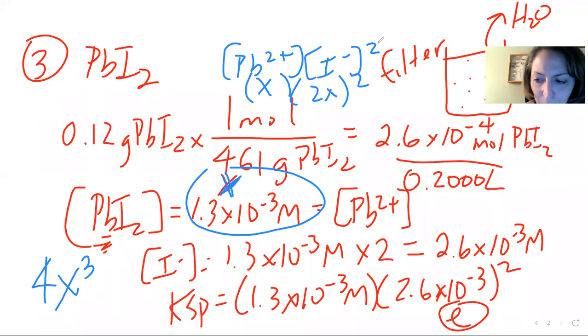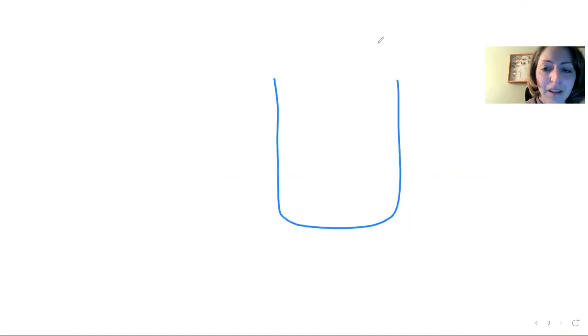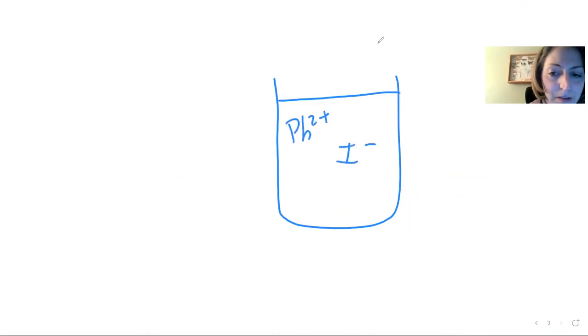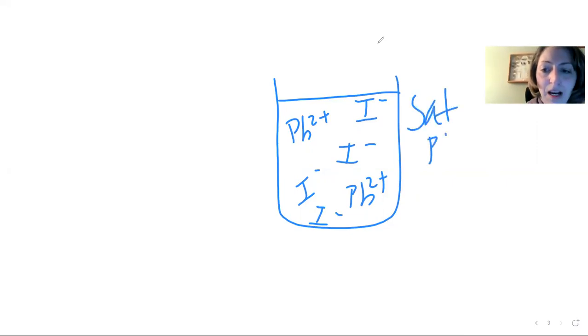Okay, and actually now that I think about it, I think someone asked a really great question, and my picture right here probably wasn't the most clear, so I'm going to make it a little better. This problem would have looked like a saturated solution of lead iodide. It would have looked like this. Notice there's 2 I minuses to every Pb, the ratio. If you agree with the ratio, that's what the saturated PbI2 solution would look like.